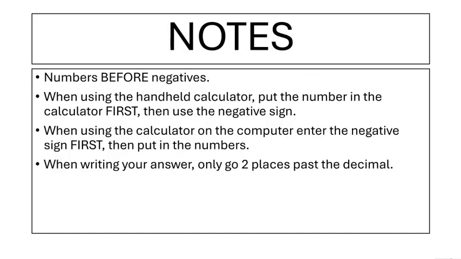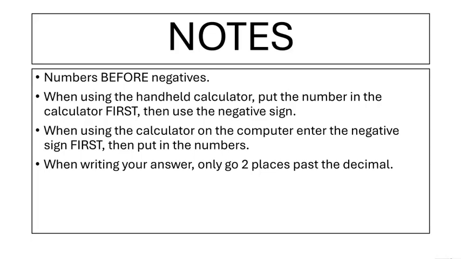These are the notes for place value. Copy them down exactly how you see them. If they are written in all capitals, copy them down in all capitals. The notes talk about how when using a handheld calculator, you always put the numbers in the calculator before the negative sign. If you do it the other way around, it will come out incorrect because it thinks you are using the minus sign instead.